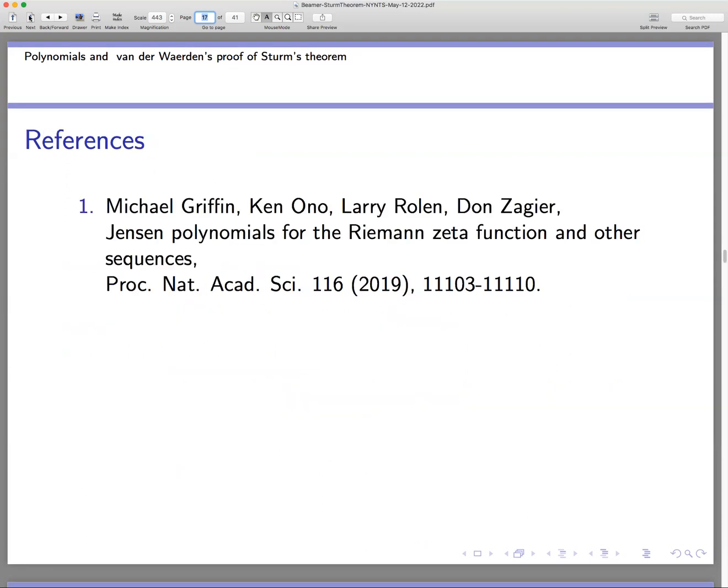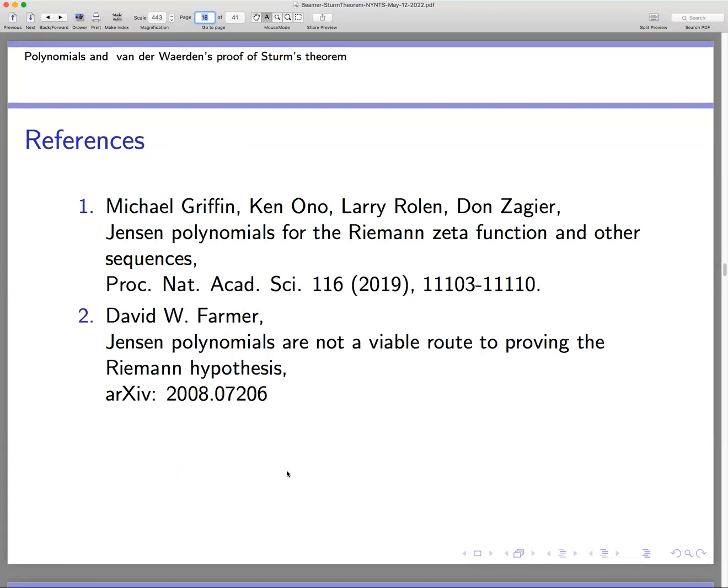And recently, meaning 3 years ago, Michael Griffin, Ken Ono, Larry Rolen and Don Zagier proved that some of these Jensen polynomials were hyperbolic. And some people made a fuss about this, and others were more skeptical. There's a very interesting paper by David Farmer referring exactly to this paper of Griffin and company, the title of which is Jensen polynomials are not a viable route to proving the Riemann hypothesis.